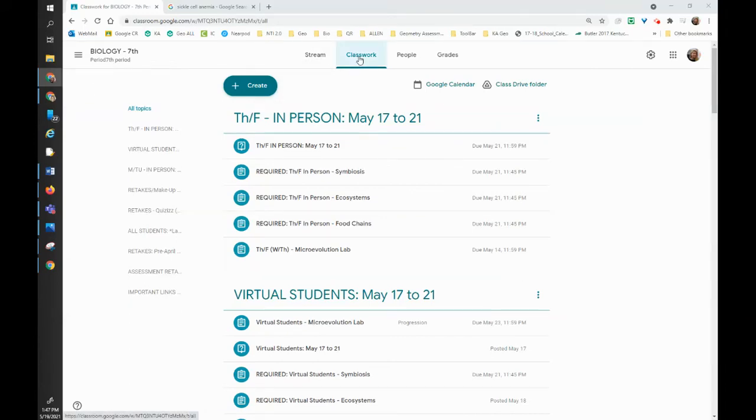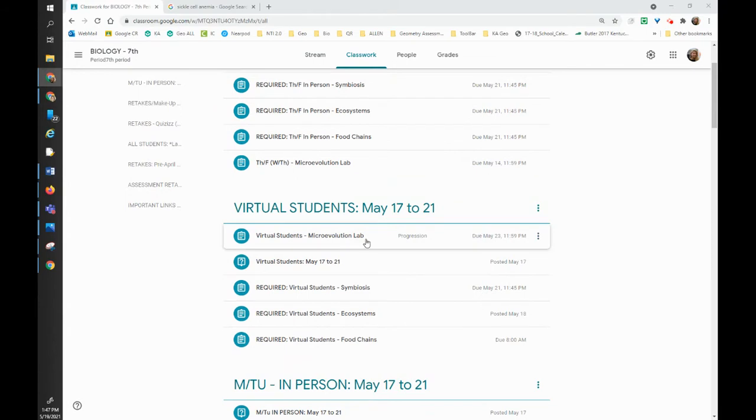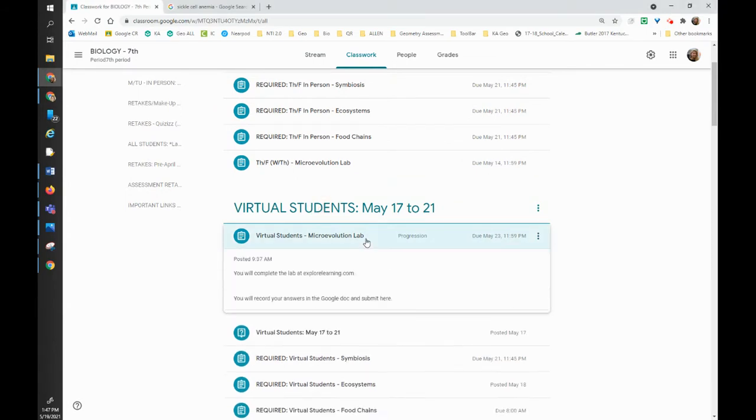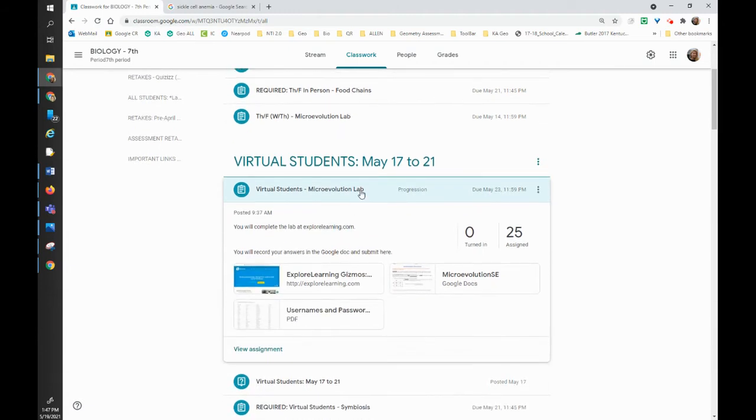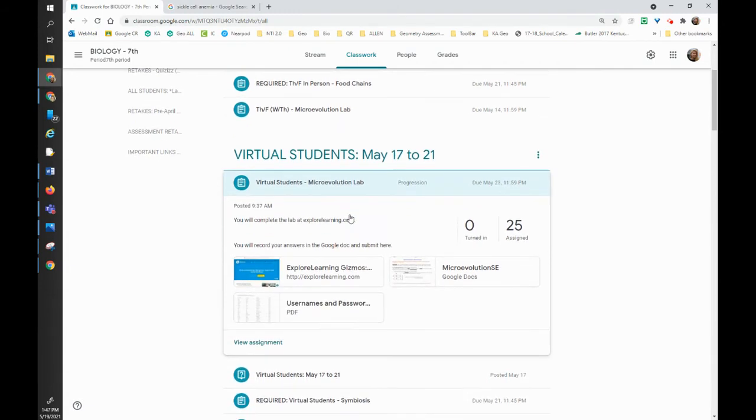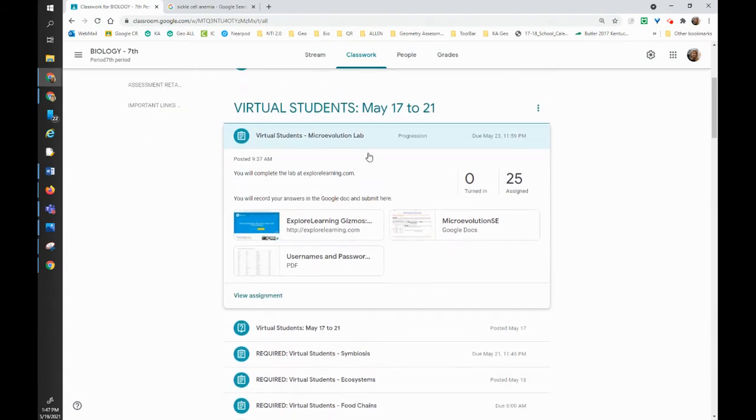So under the Classworks tab in your Google Classroom, for virtual students, since you're a virtual student, you will identify the Microevolution lab. And on the Microevolution lab, you will want to open up your document. So you may need to click View Document in order to see the Google Doc.